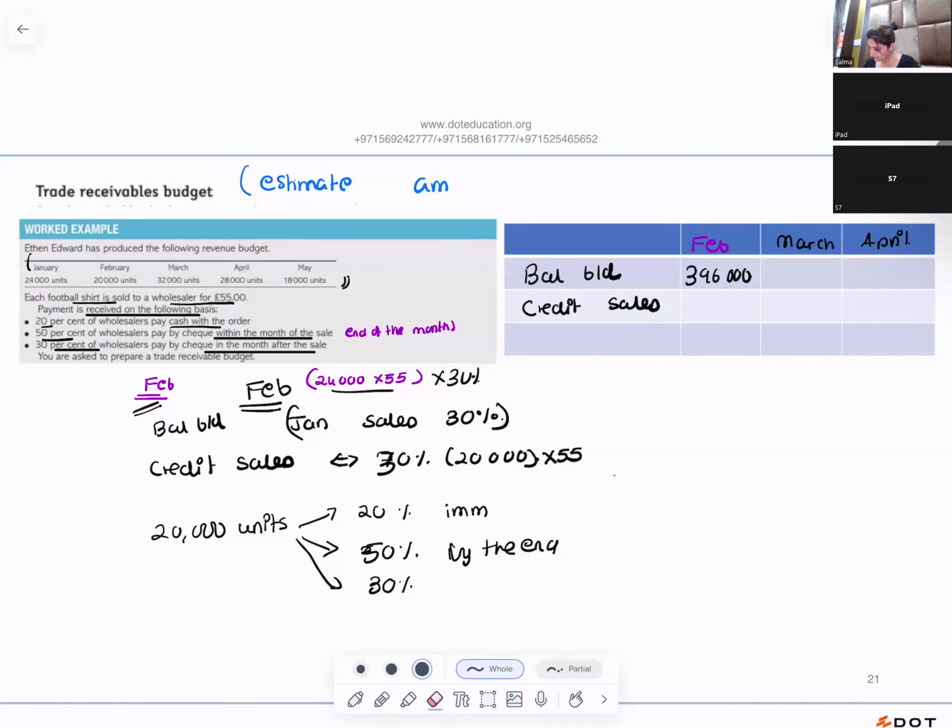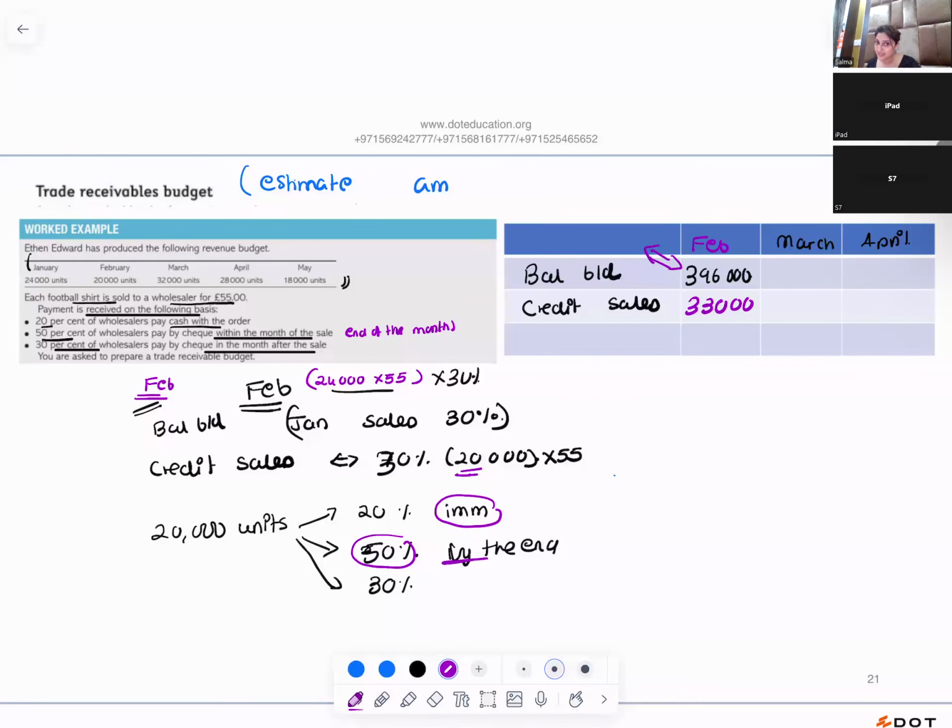Last month's January will be paid in this month, right? The first, this is last month's January balance brought down will be there. This month you've again done credit sales of how much? 330,000. You have 20,000 units that you've sold. 20% of that is going to pay you immediately, 50% is going to pay you by the end of the month.